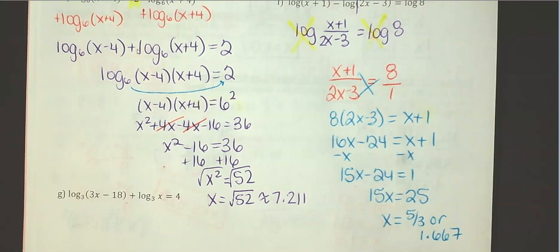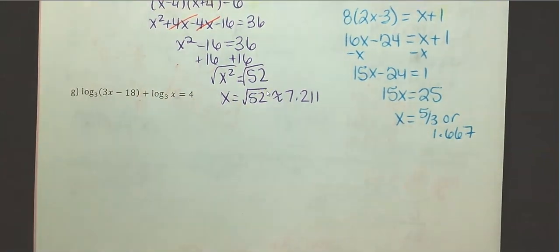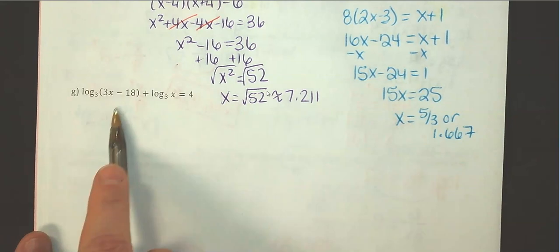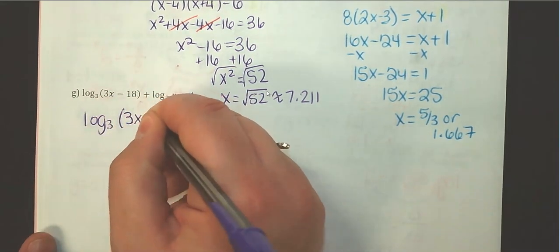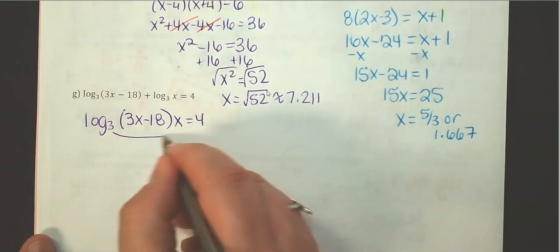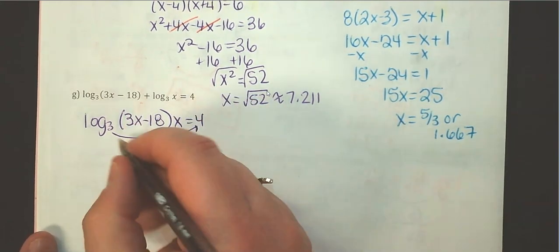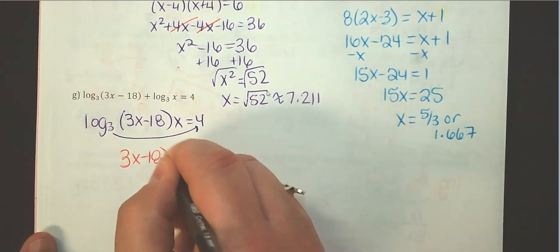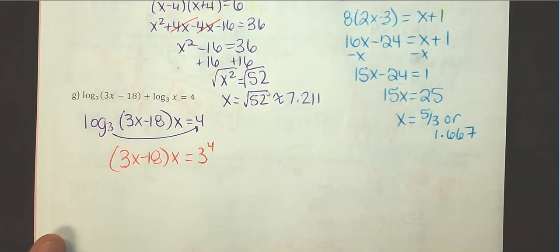And as long as it doesn't cause you to take the log of a negative number, you're good, which it will not there. And then I have one more. Now, I've got 2 logs on the same side. I'm going to condense them into one, so addition is going to squish together and be multiplication. So we're going to take 3x minus 18 and multiply it by the x. Okay, I'm going to go ahead and get rid of the log by converting that to an exponential real quick. And so we got the 3x minus 18. We're going to multiply that by x equals 3 to the 4th power.